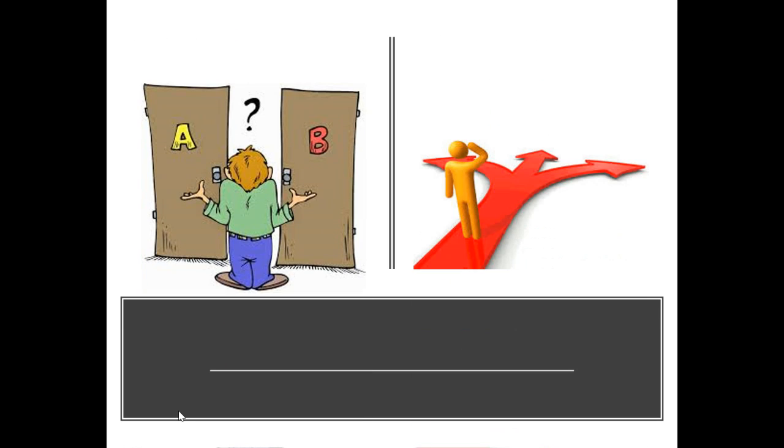Number 4, what do you notice or see? I notice or I see. Well, in the first picture, the person is trying to decide which door to go through. He could go through letter A, or he could go through letter B. So, which one will he choose?